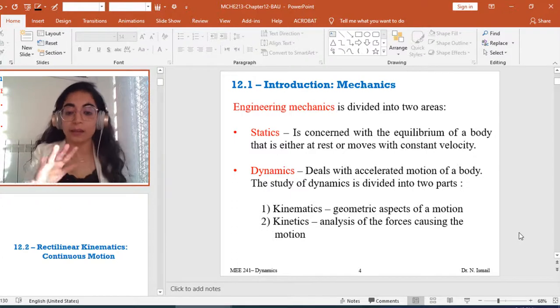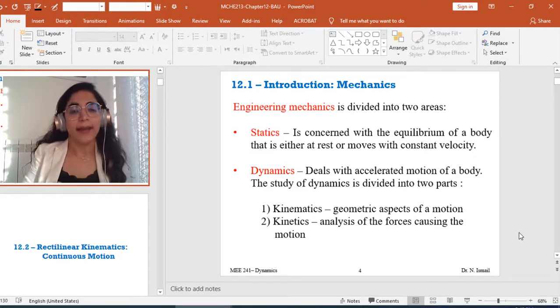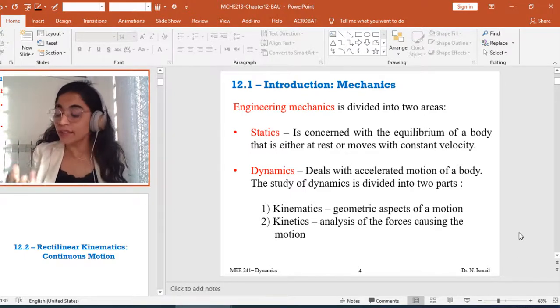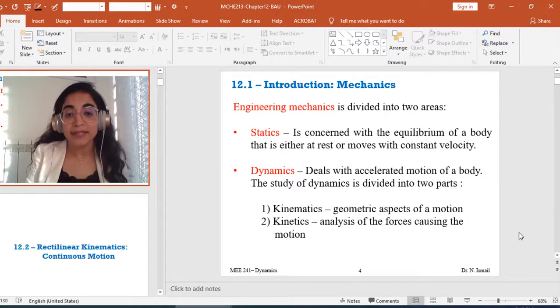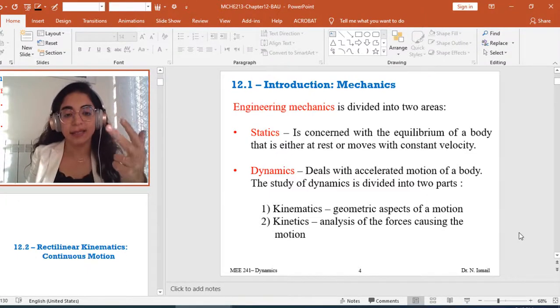And then, we said in the previous video that dynamics is also divided into two parts. The first part is called kinematics, and the second part is called kinetics. We're gonna go over kinematics before kinetics, although kinetics is the cause behind kinematics. Kinetics deals with the analysis of the forces that are causing this motion, and kinematics, in fact, deals with the geometrical aspects of the motion, like the position, the displacement, the velocity, and the acceleration.